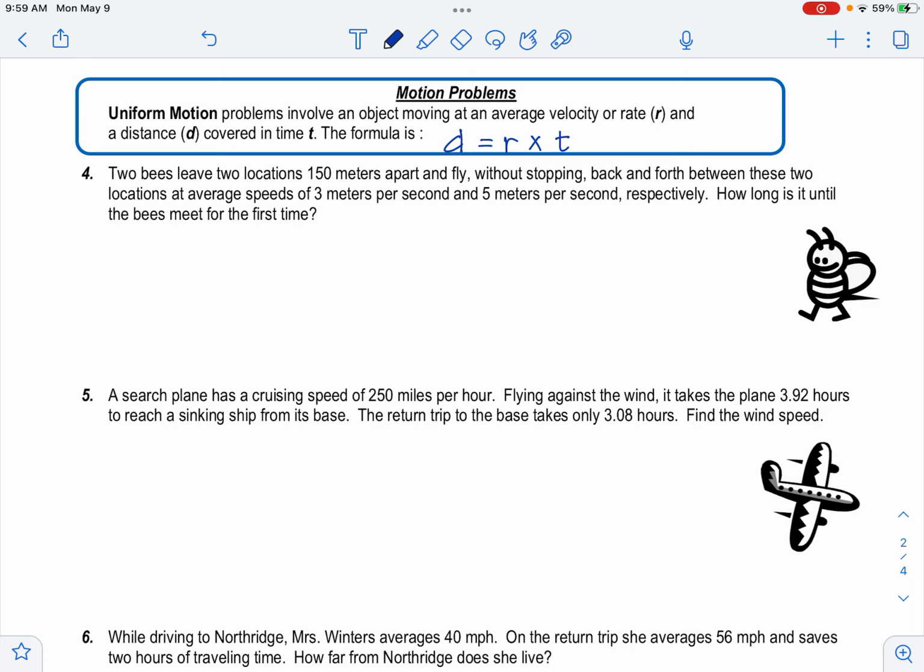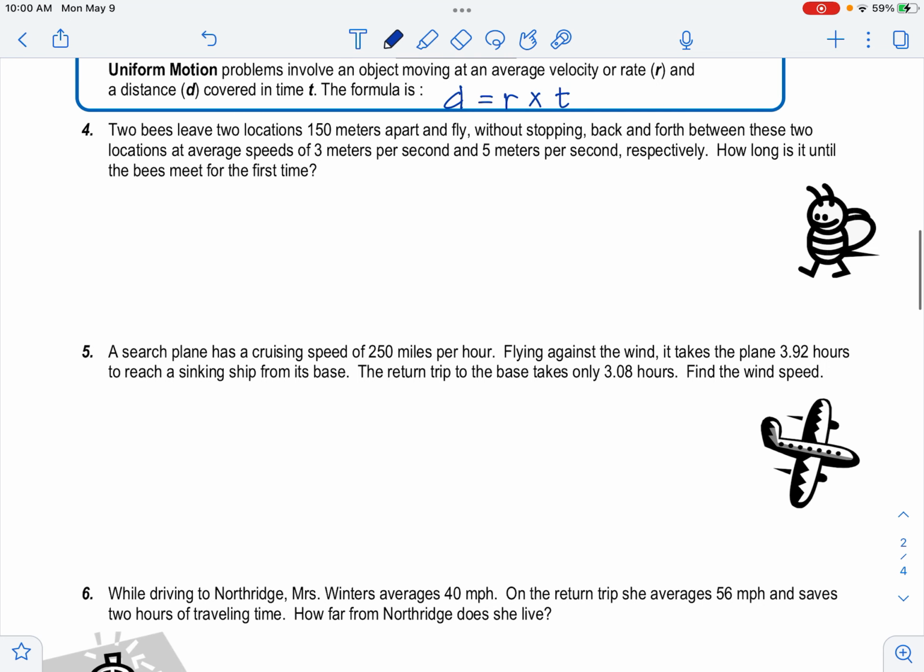All right, so this first one here says two bees leave two locations 150 meters apart and fly without stopping back and forth between these two locations at average speeds of 3 meters per second and 5 meters per second, respectively. How long until the bees meet for the first time?